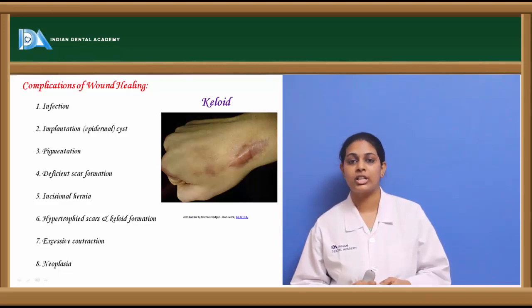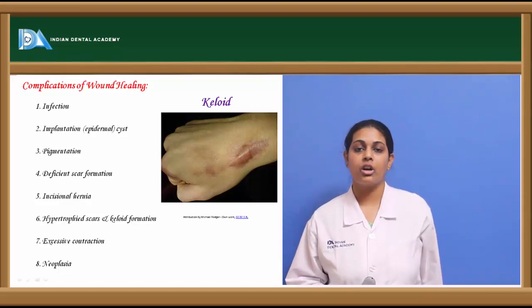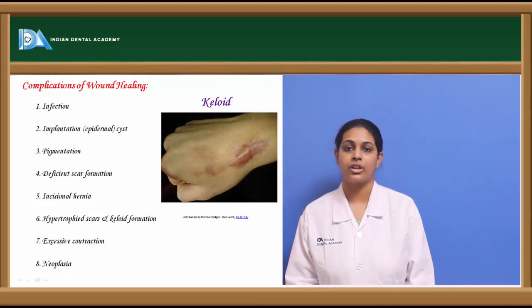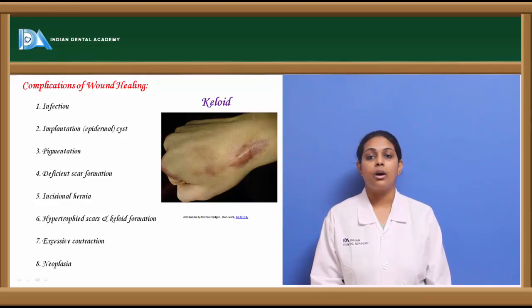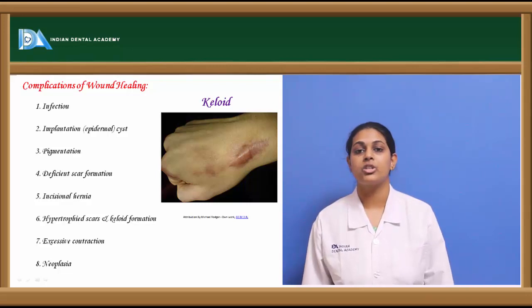Coming to excessive contraction, it can also be seen in large wounds. It can also be seen in case of contractures as well as cicatrization, which are certain conditions where we see that there's excess contraction. Neoplasia is a condition where we see rarely that the scars might result in neoplasia. A proper example is Marjolin's ulcer, which can be given as an example for neoplasia forming from a scar tissue. So these are the complications of wound healing.